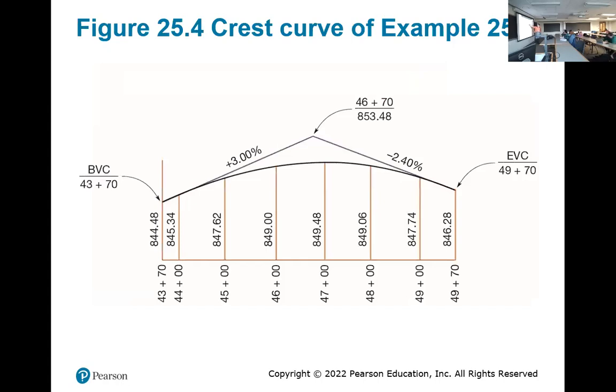So if you subtract, you take your calculator and do 853.48 minus 844.48 and divide that by the 300 feet, you should get 0.03. 0.03 as a percentage is 3%. Am I going too quick there?